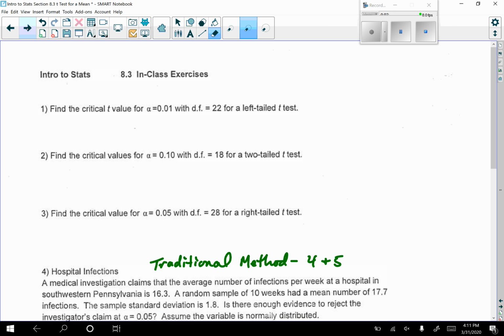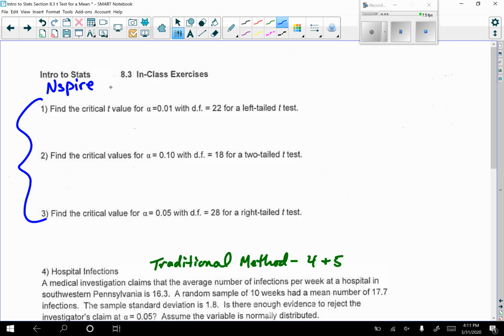All right, so for 1, 2, and 3, all I'm asking is that we practice finding the critical values again using the t-distribution. So on the Inspire, we are now on a calculator page going to use menu 5, 5, 6. Notice it says inverse t, so that's what we have to use here.